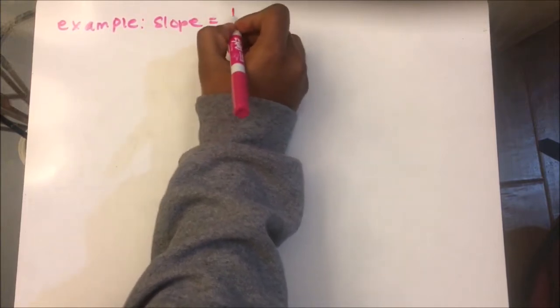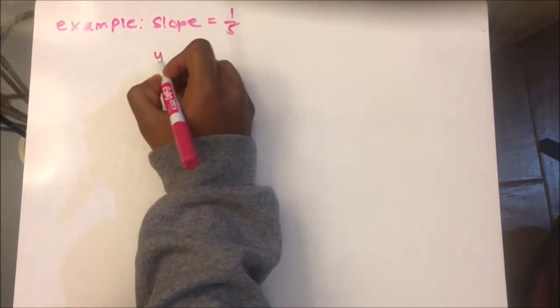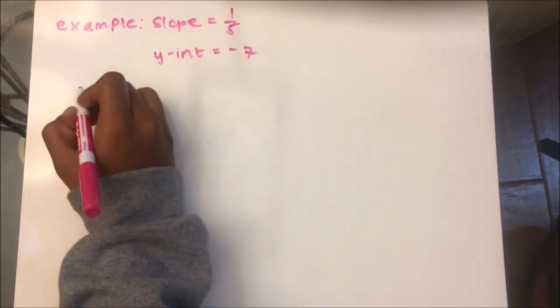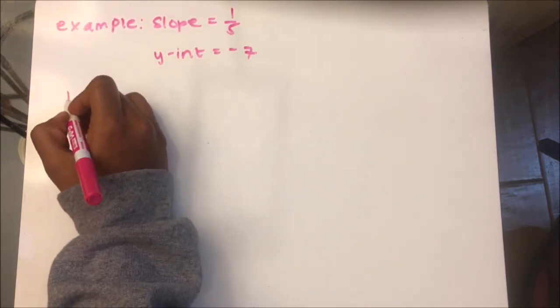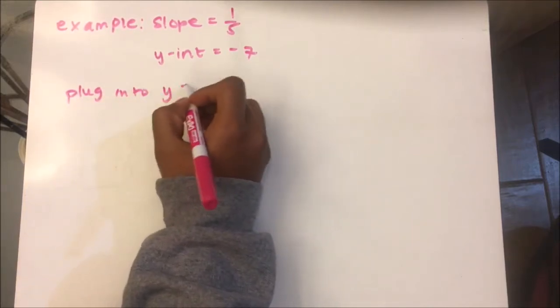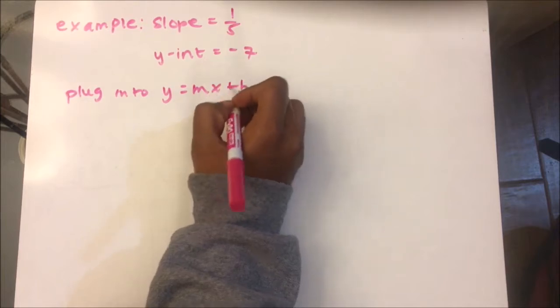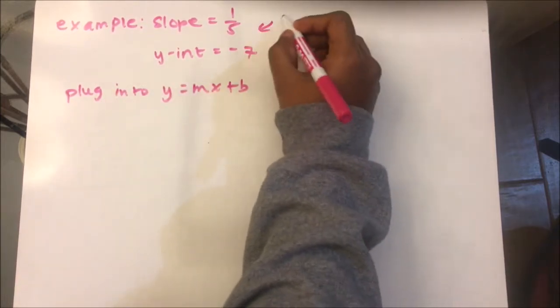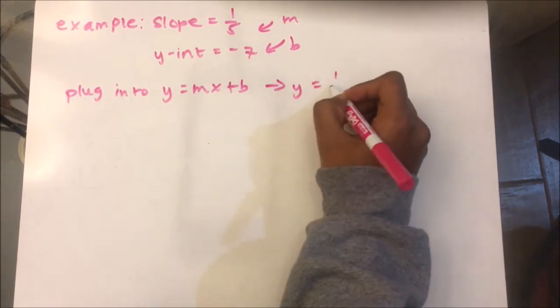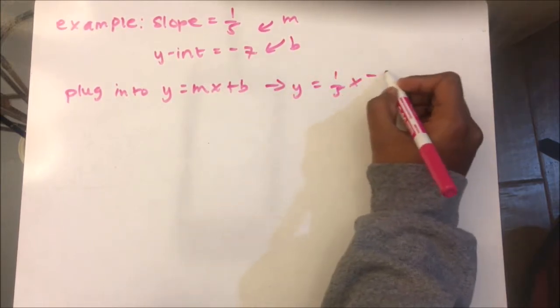In this example, we must find the equation of a line in standard form given the slope and the y-intercept. In order to do so, we must plug in the slope and the y-intercept into the equation y is equal to mx plus b, where m is the slope and b is the y-intercept. In this particular example, this gives us y is equal to 1/5 x minus 7. From here, we must convert to standard form.